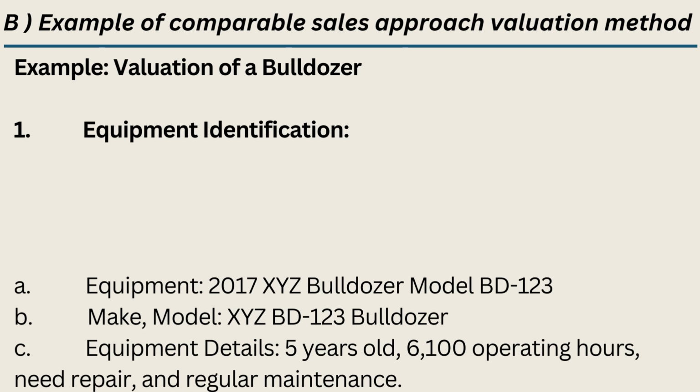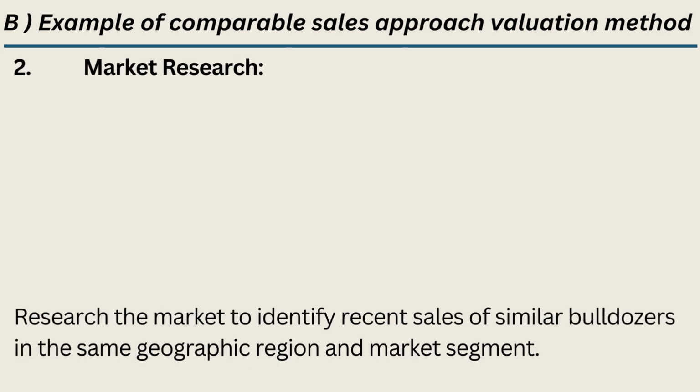1. Equipment identification. A. Equipment, 2017 XYZ Bulldozer Model BD-123. B. Make, Model, XYZ BD-123 Bulldozer. C. Equipment details, 5 years old, 6,100 operating hours, need repair, and regular maintenance. 2. Market research. Research the market to identify recent sales of similar bulldozers in the same geographic region and market segment.